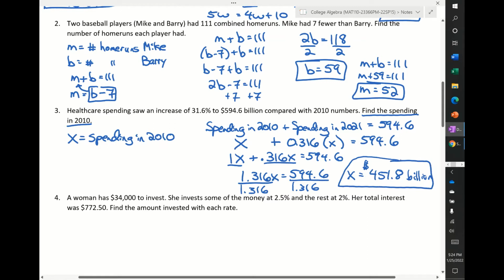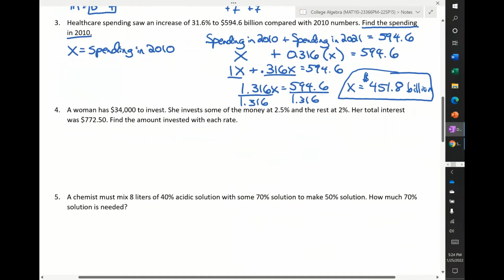We defined our variables, we came up with an equation, and then we used algebra to solve it. Sometimes the equations are a little bit easier to set up. That would be how you do something like this. For problem number 4, it says that a woman has $34,000 to invest. Invest some money at 2.5% and the rest at 2%. Her total interest was $772.50. Find the amount invested with each rate.